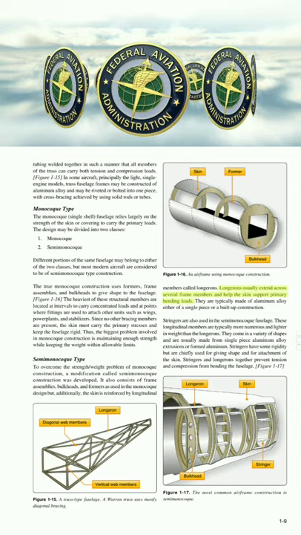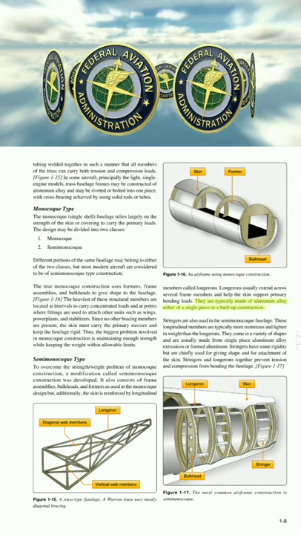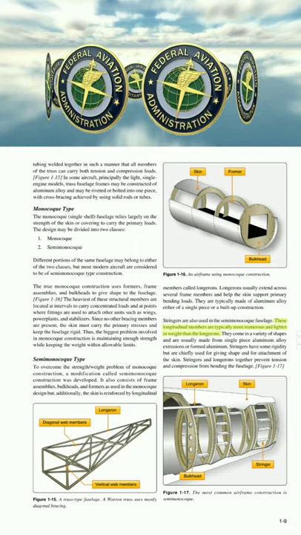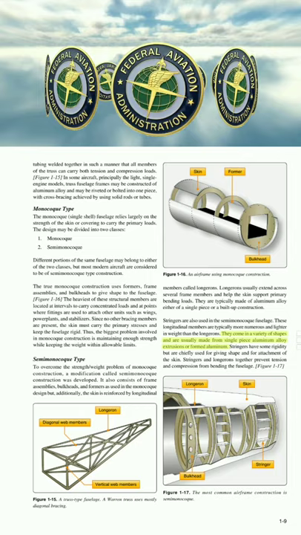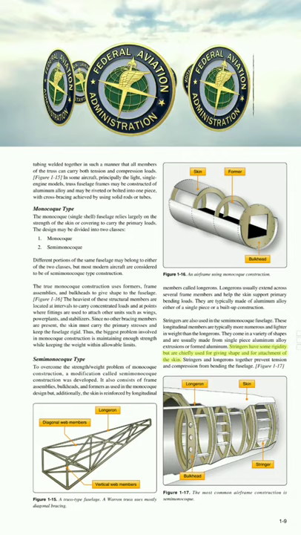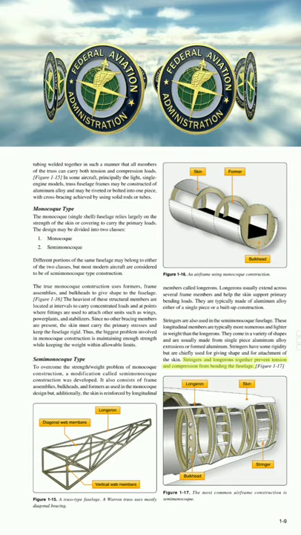They are typically made of aluminum alloy, either of a single piece or a built-up construction. Stringers are also used in the semi-monocoque fuselage. These longitudinal members are typically more numerous and lighter in weight than the longerons. They come in a variety of shapes, and are usually made from single-piece aluminum alloy extrusions or formed aluminum. Stringers have some rigidity but are chiefly used for giving shape and for attachment of the skin. Stringers and longerons together prevent tension and compression from bending the fuselage.